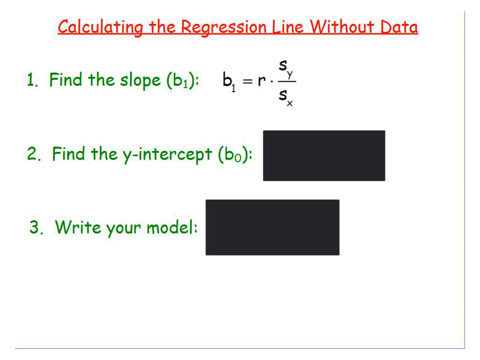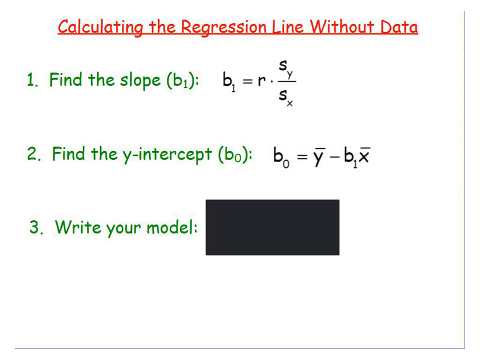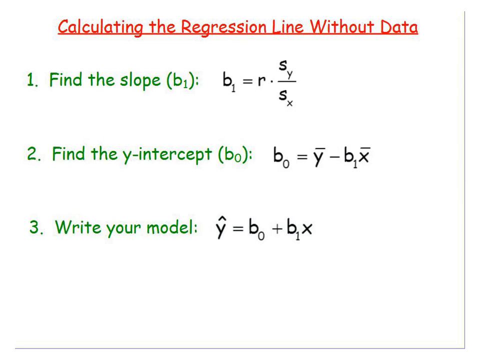Once you have your slope, then you're ready to find your y-intercept. The y-intercept is b sub 0. To find that, we take y bar, which is our y mean, minus b sub 1 that we just found, times x bar, which is our x mean. And then, once you have both b sub 1 and b sub 0, you're ready to write your model. Our model is always in this order: y hat equals b sub 0 plus b sub 1 x.